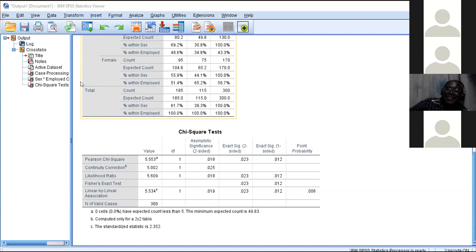Then, for 6 cells, it takes 2 for you to have more than 20%. For 8 cells, it takes 2 for you to have more than 20%. For 10 cells, it will take 3 cells for you to have more than 20%. You see? So if you have 6 cells and one has a value less than 5, there's no big deal. You can just go ahead and use Fisher exact.